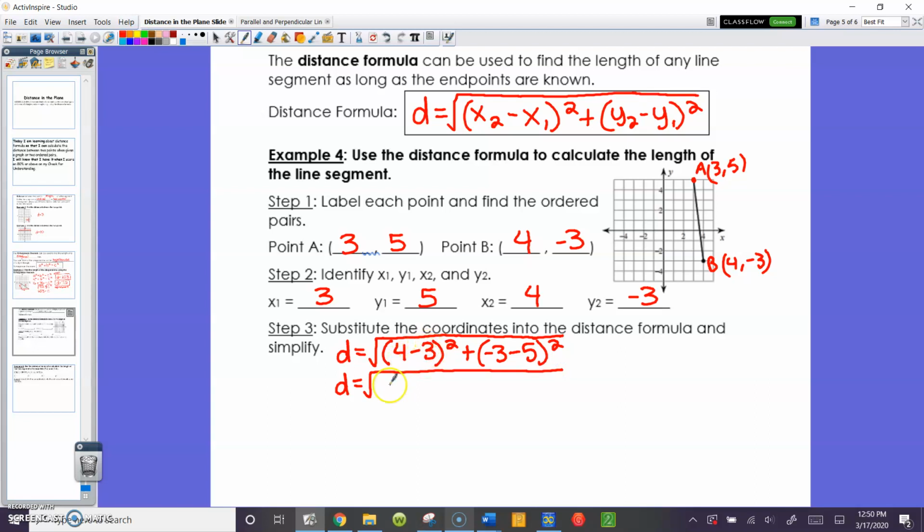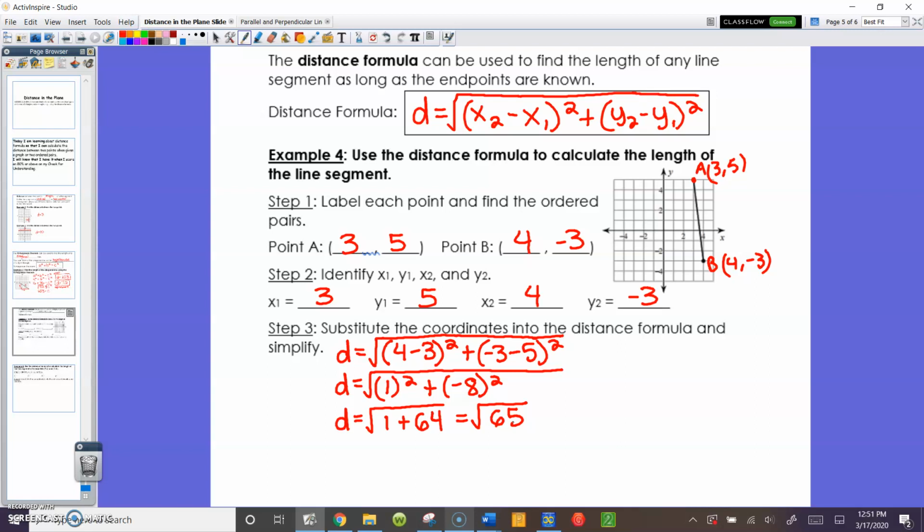Okay, and now the first thing we're going to do is simplify those parentheses. So 4 minus 3 is 1. And always keep it in parentheses. And then negative 3 minus 5 is negative 8. Now let's keep going. The next thing we're going to do is square. So 1 squared is 1. And negative 8 squared is 64. And now we simply need to add. So 1 plus 64 is 65. So we are left with the square root of 65.